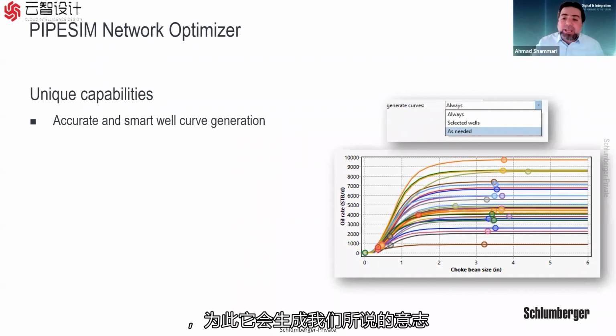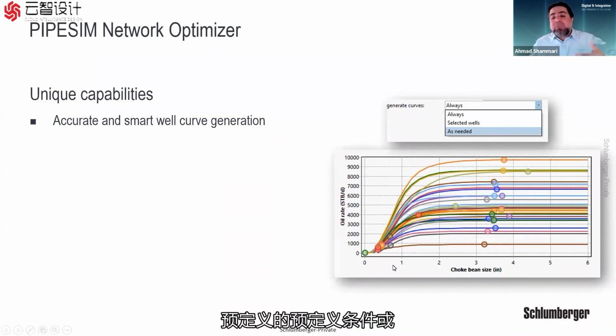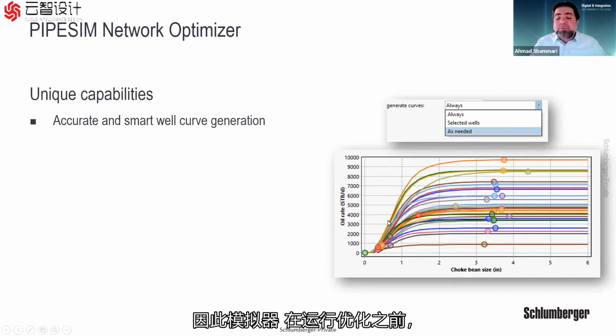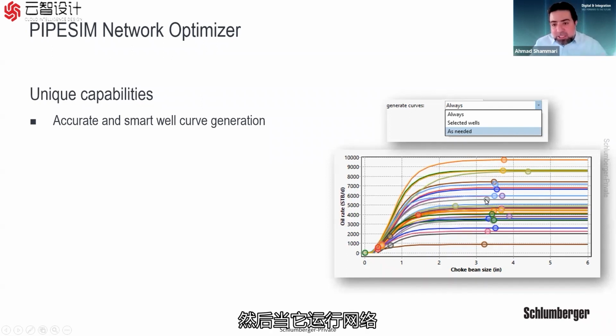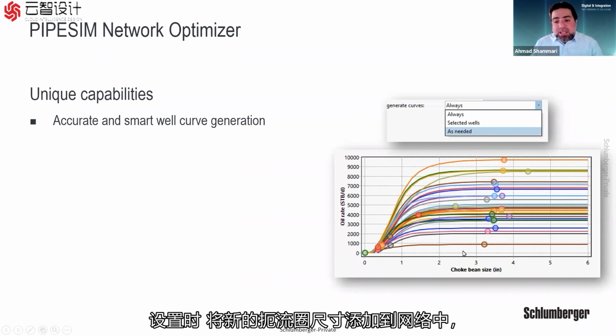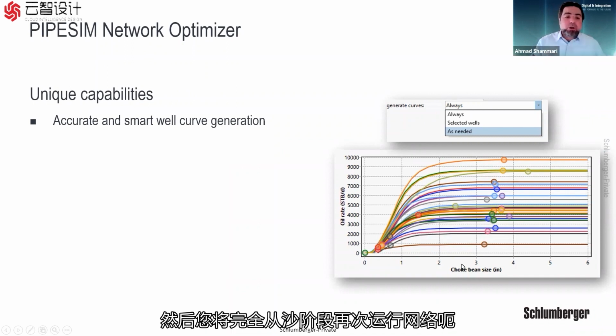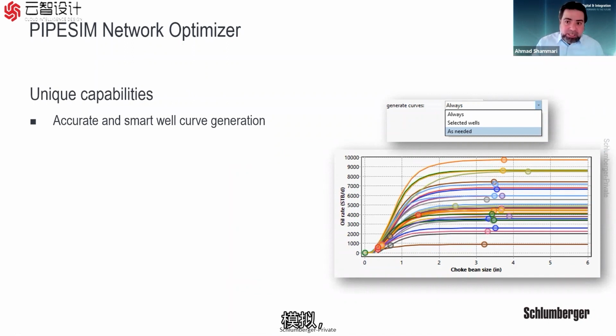And for that, it generates what we call well curves. So the well curves are basically predefined conditions, or oil production versus, let's say, choke size. So the simulator, before running the optimization, will go and create this curve for this well. And then when it runs the network optimization, it will start just playing with these well curves until it finds the optimum combinations. And then when you publish these new settings, the new choke size, into the network, you are going to run the network simulation again completely from the sand phase.